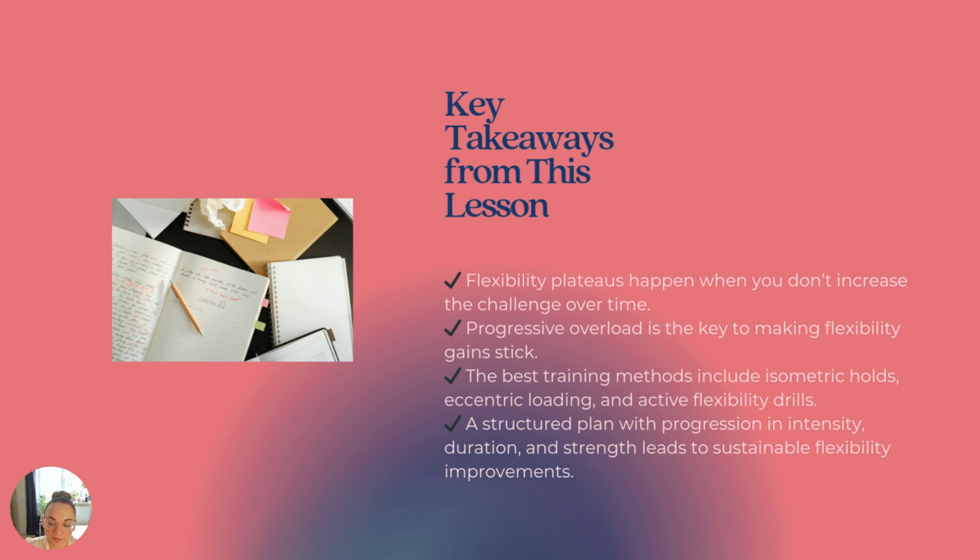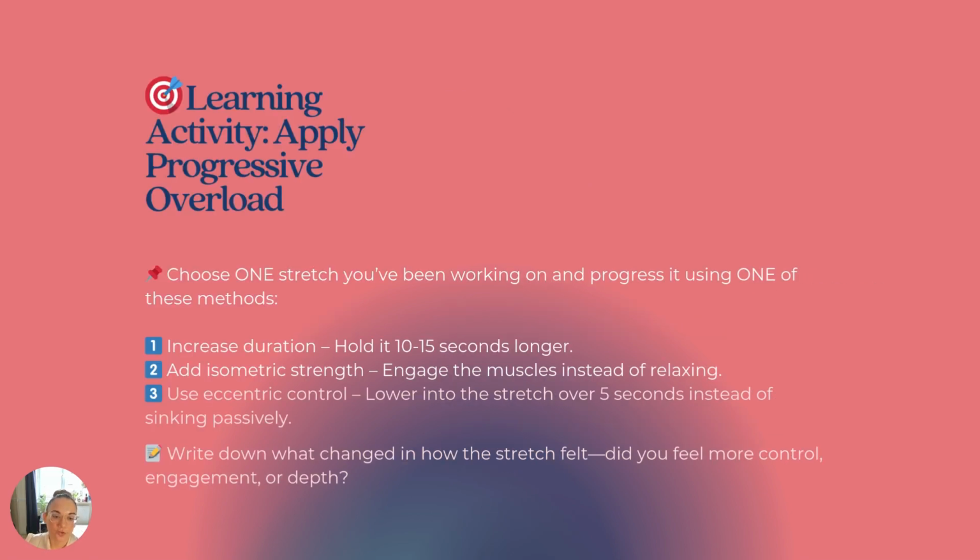So what we learned today is that flexibility plateaus happen. It's normal, but that's because you stay in your comfort zone. So progressive overload is important here. You've learned about the method, how to include progressive overload, and how to structure your plan with progression in intensity. Now, your learning activity today is applying progressive overload to your own training. Increase the duration, add isometric strength, or use eccentric control, and try to write down what changed and how the stretch felt. So rather than just doing your habits, your routine, try to change it up a little bit and see how it feels.